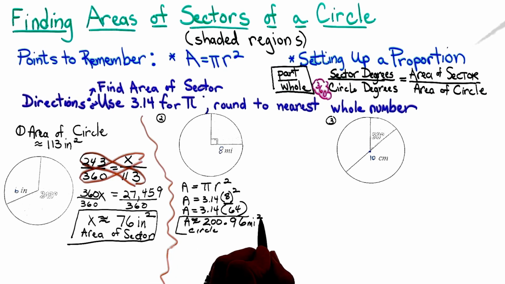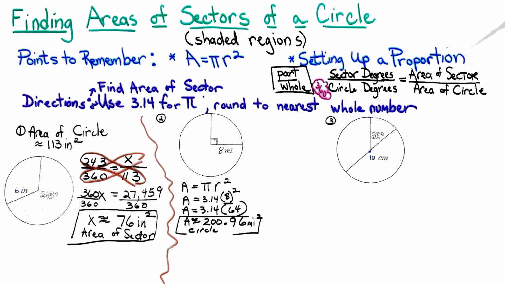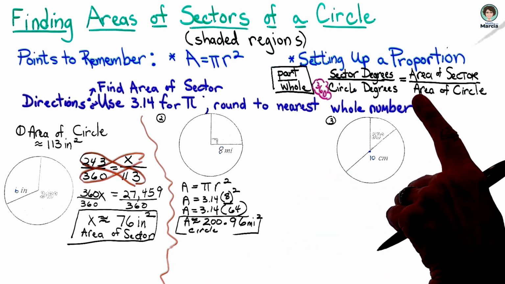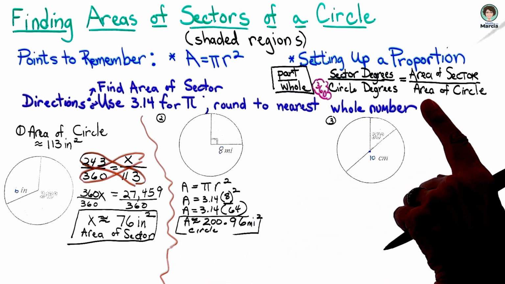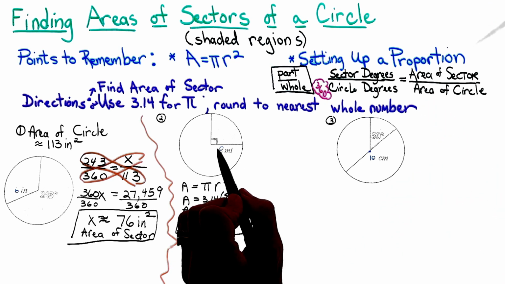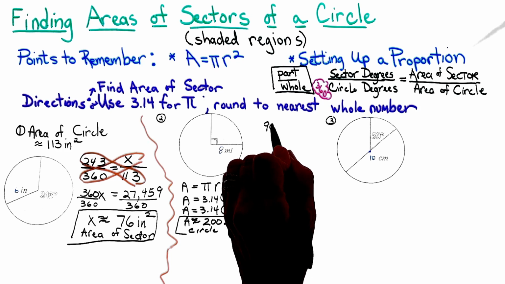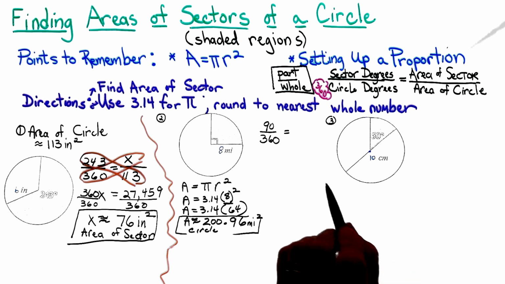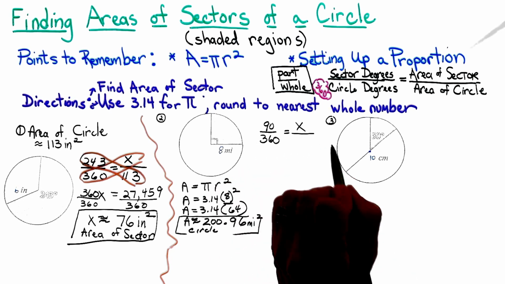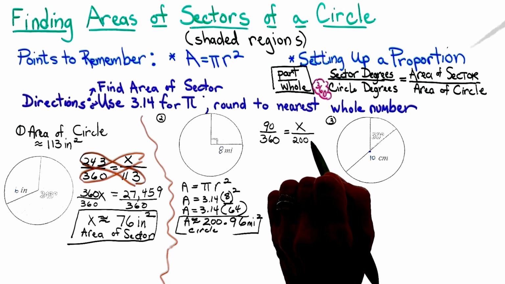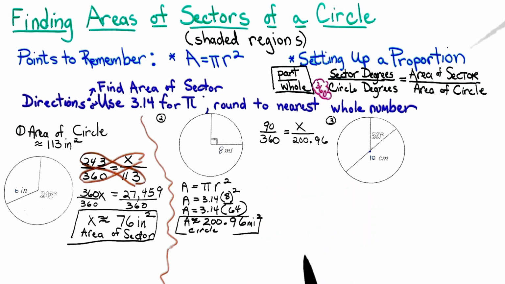So that's going to help us now be able to find our answer for the sector. So we're going to now go to our proportion because we have enough information that we need. So I'm looking at it, and this is a 90, so it is 90 over 360. Those are our degrees. We do not know the area of the sector, but we do know the area of the circle was approximately 200.96.